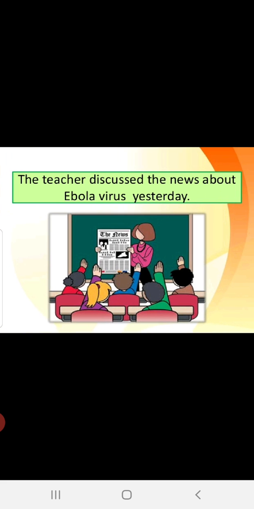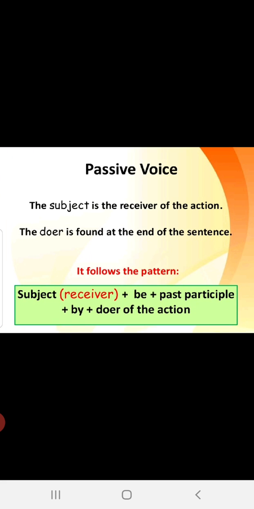Now, the teacher discussed. The teacher is the speaker. The teacher discussed the news about Ebola virus yesterday. The teacher is the subject. What did she do? The action done by the teacher was that she discussed the news about Ebola virus yesterday. This is a sentence. Who is the doer here? Teacher. Fine. What is she doing? She is talking about Ebola virus. When? Yesterday.